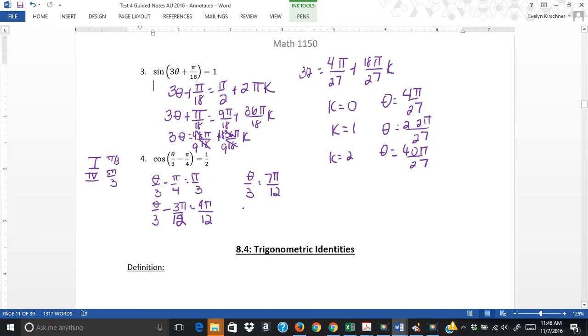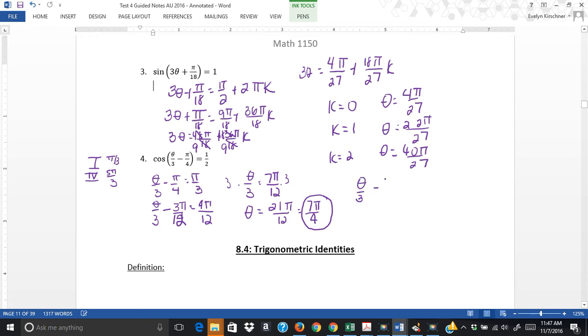Now I need to multiply by 3, so if I multiply both sides by 3, I have theta is actually 21 pi over 12, or 7 pi over 4. They're both divisible by 3. Now I have that. Now notice if I was to add anything more, it's so close to 1, that's all it is. So I know that this is my only value. I don't need to use the k equals 0, 1, 2, or whatever when I'm dividing, only when I'm multiplying.